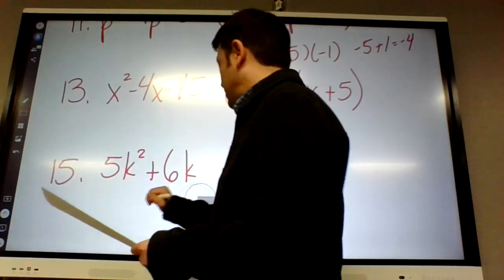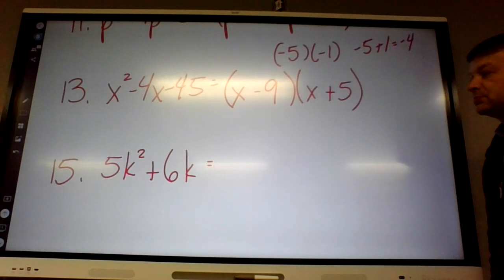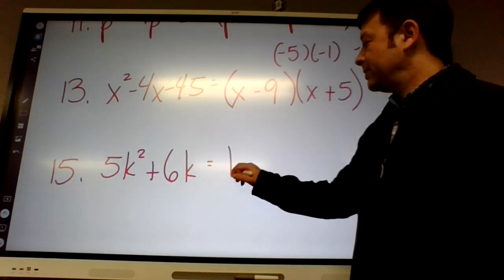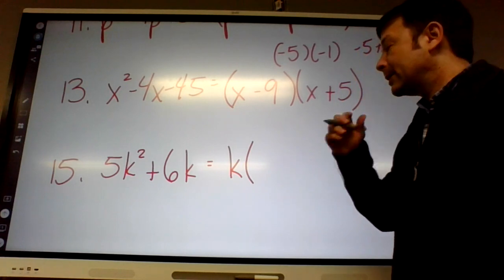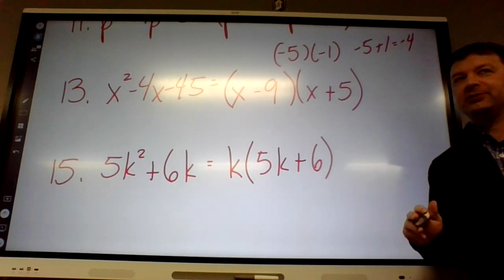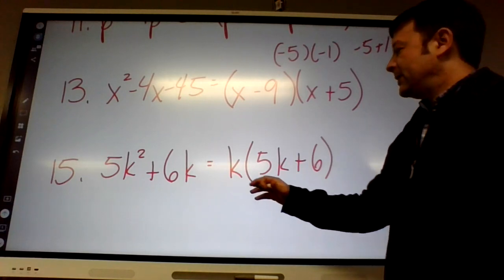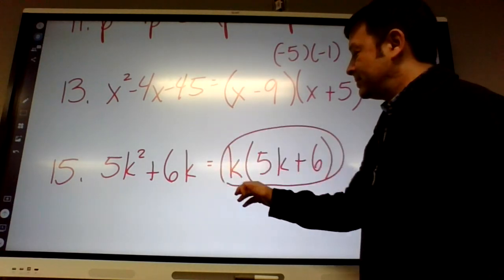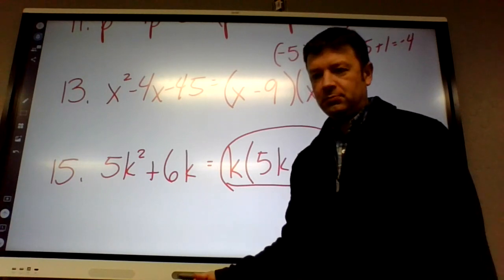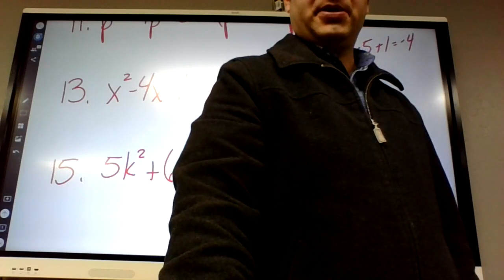Alright, Eli, what can we do on this one? You would take out k. Take a k out, and you'd be left with 5k plus 6. Can we do anything else? No, there's nothing to take out. It's not a square minus a square. It's not the 3-term factoring pattern. So if none of those things apply, you're done.